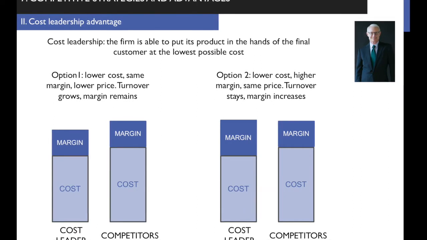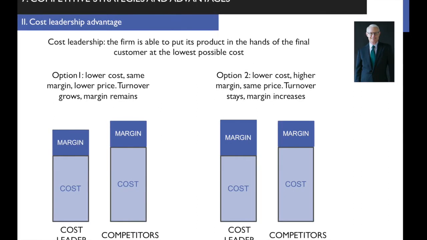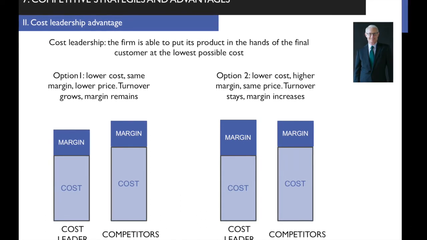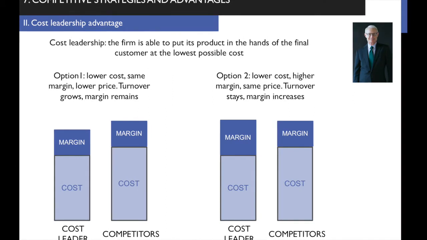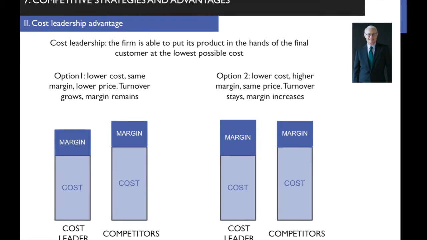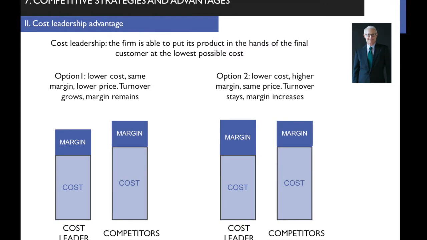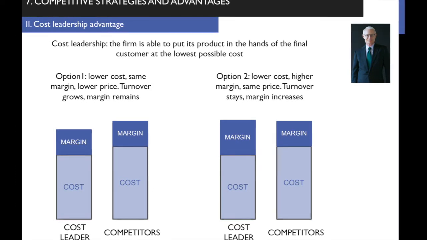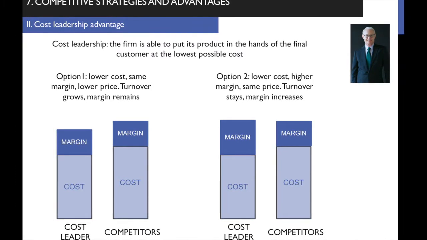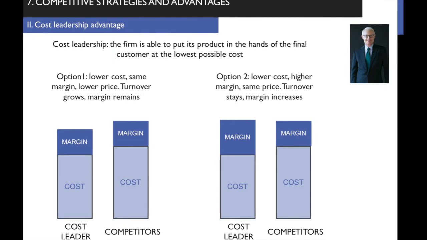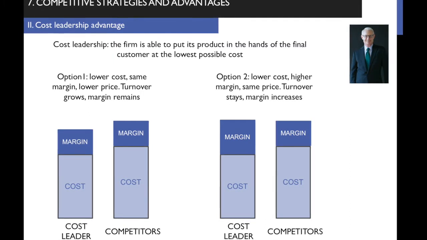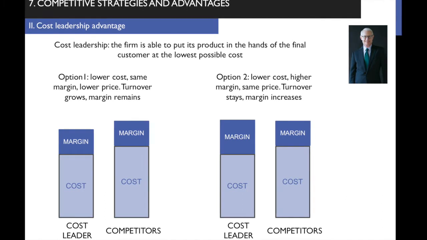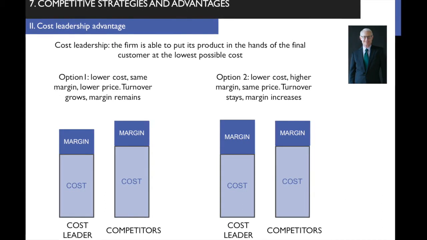But look right, option 2. My costs are lower. I've got a cost leadership advantage. So I choose to set exactly the same price as my competitors. Lower costs, same price. So my margin is higher. I have got the same turnover, so more margin. Then I have got a higher return on assets than my competitors. I create more value.